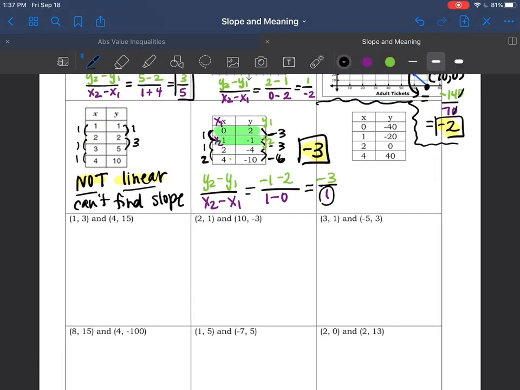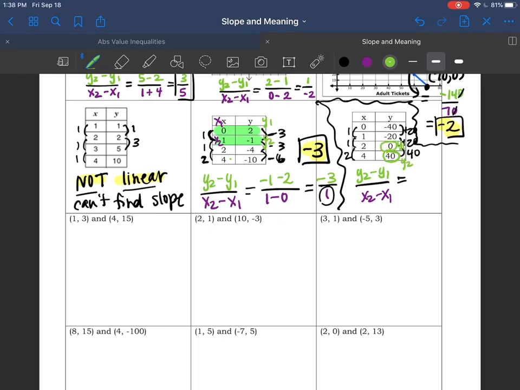Okay, and then for the third table, this is going up by 20, up by 20, up by 40, up by 1, up by 1, up by 2. So this is proportional, this is linear, and so we can do y2 minus y1 over x2 minus x1. Okay, so I'm going to pick this point and this point.